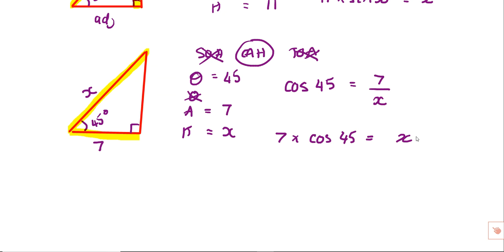Okay, so pay attention. In this question, what you have to do is multiply by x, and then the other side would become 7 over cosine 45, or on your calculator, 7 divided by cosine 45.